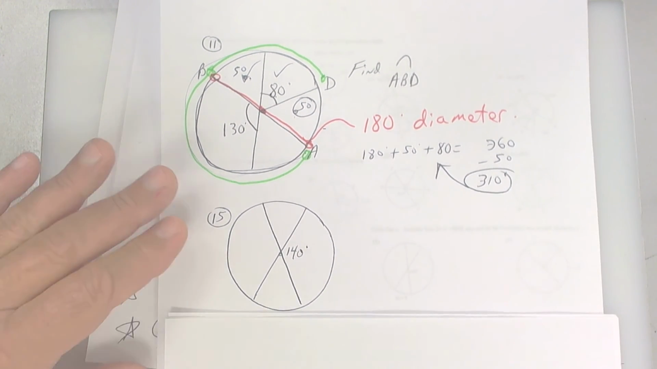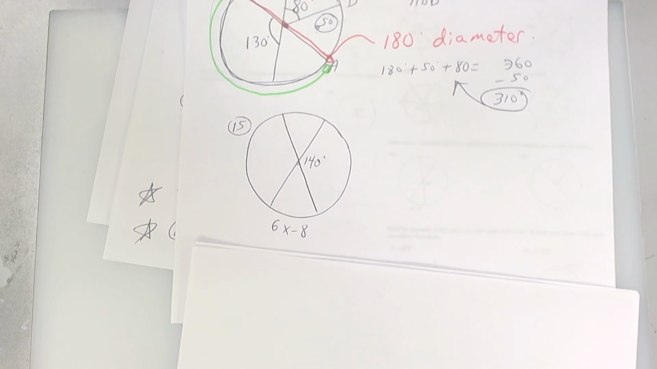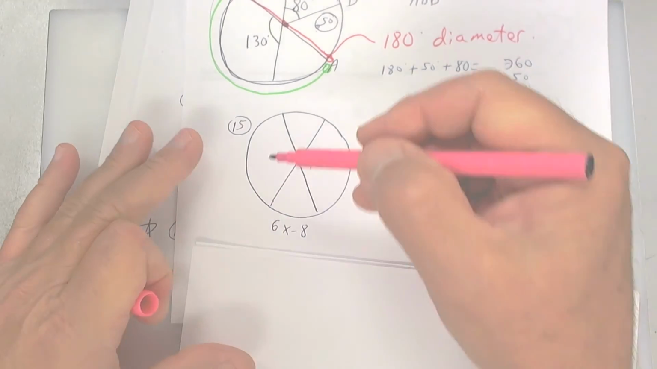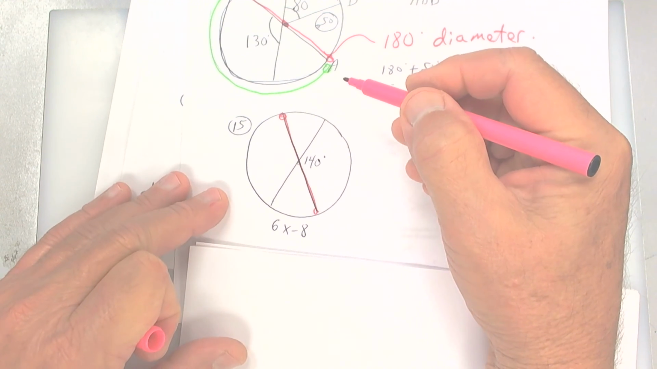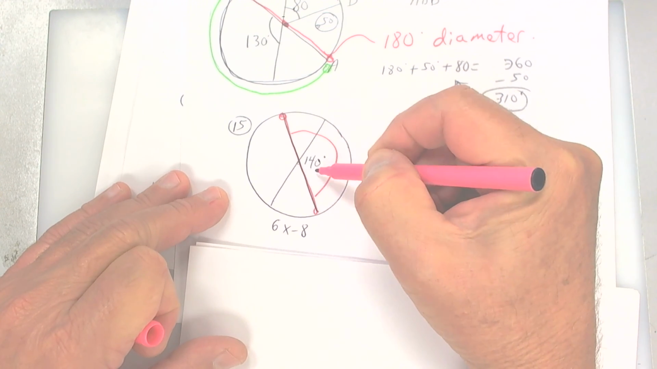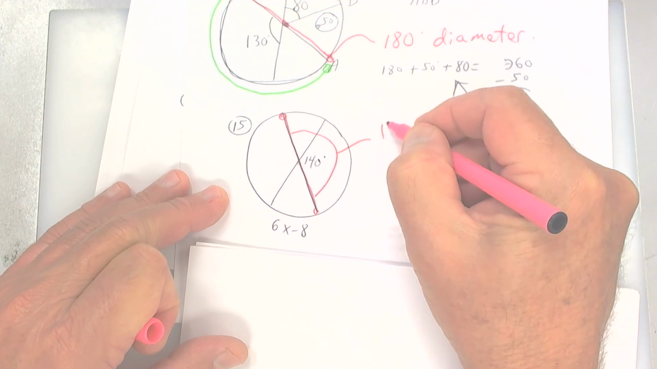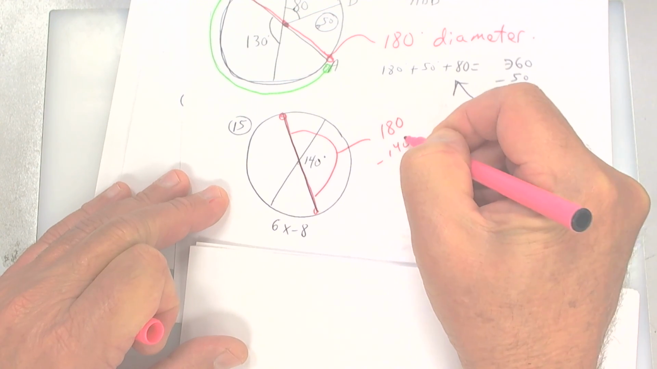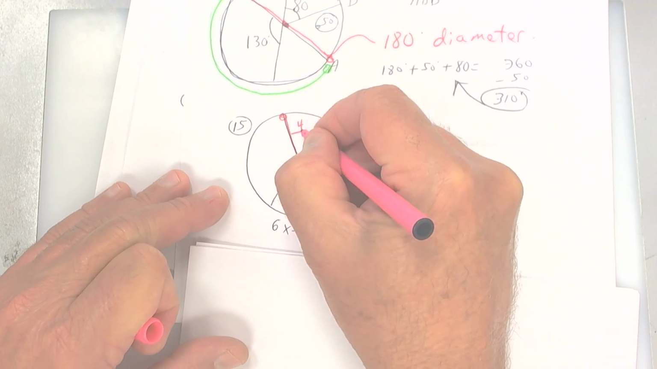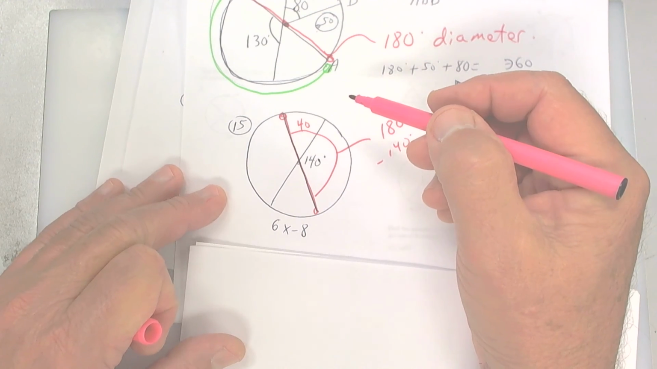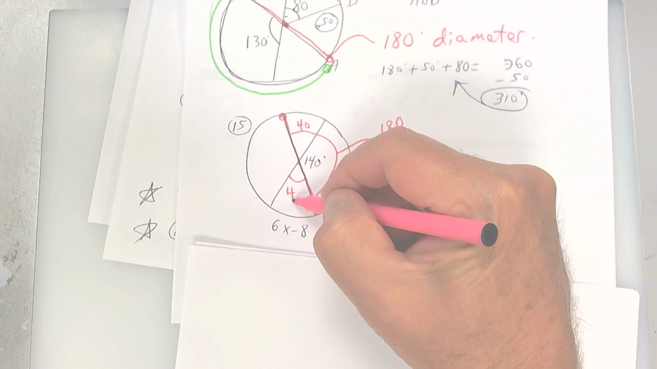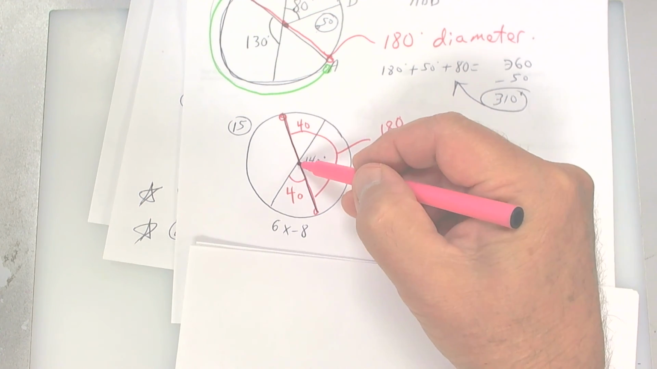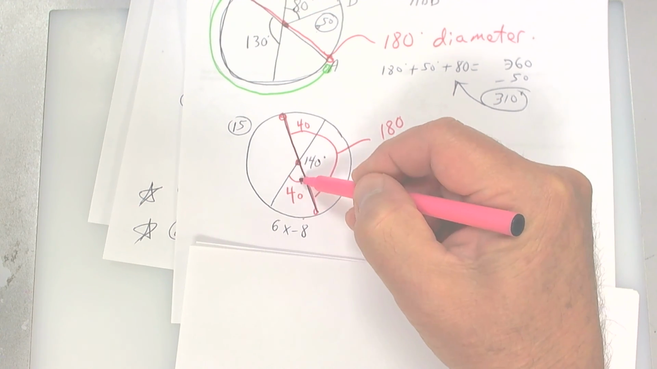Okay, look at this next one here. This next one, you have a diameter. Okay, pay attention. You have a diameter from here to here, and that's 180. So you're going to take 180 minus 140. So 180 minus 140 is going to make this one 40 degrees. Now, this angle here is vertical to this one, so put 40 degrees. If it's a central angle, the angle and the arc are equal.